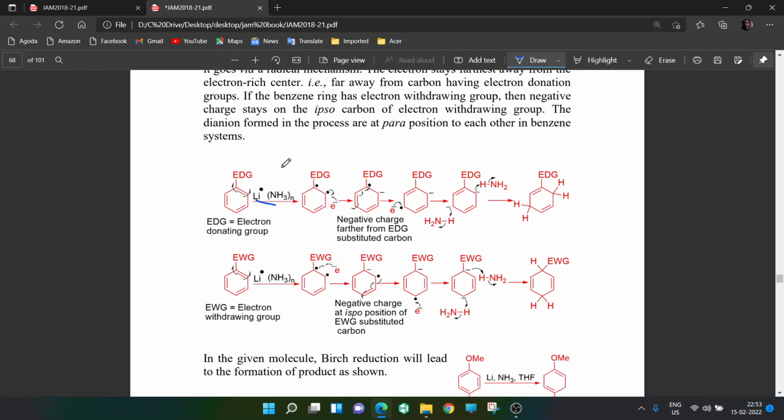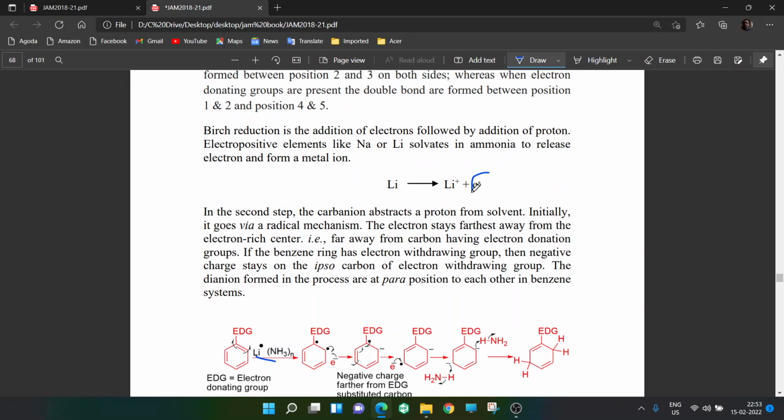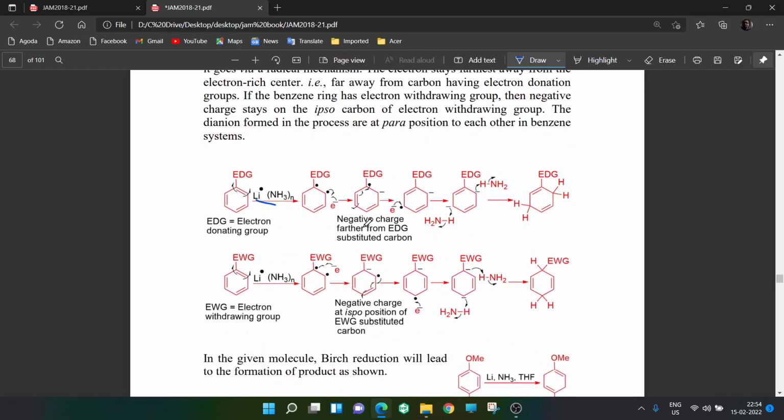Lithium gives Li plus and 1 electron minus, as we have seen here. This electron will be picked up. The question is, will this electron pick up or this electron pick up? If this electron picks up, you get negative charge on the ipso carbon, which has an electron donating group. So this is pumping electron, and already negative charge is there. It will make it very unstable.